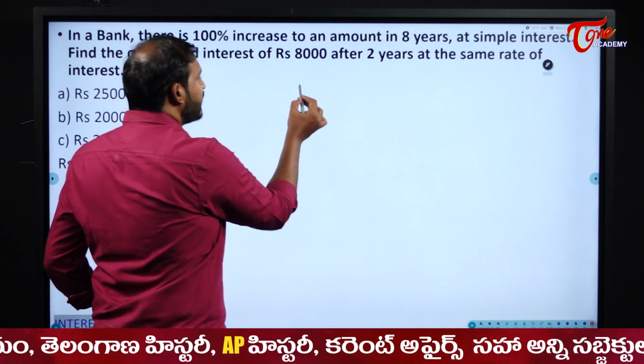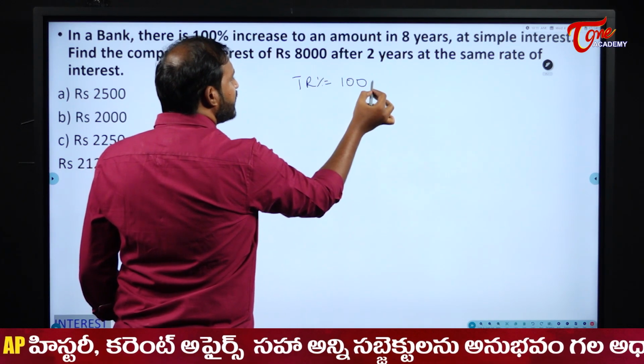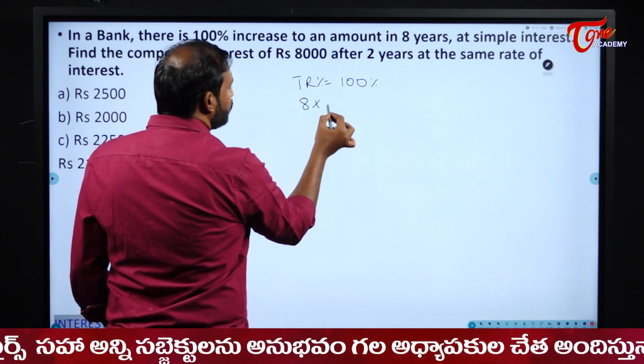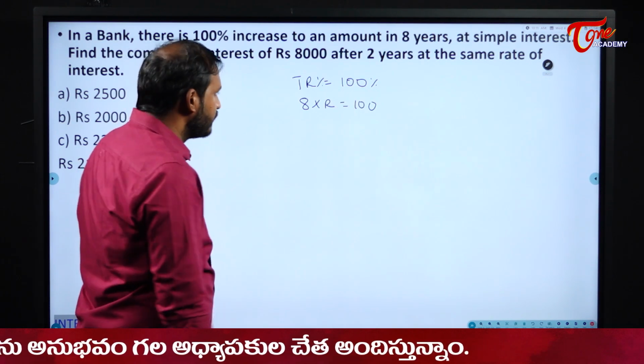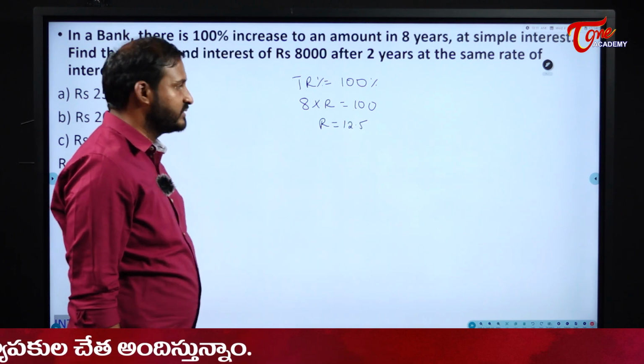See here, in 8 years, it was increased by 100%. That means what is TR? Tell me. TR is becoming 100. TR percentage is what here? 100%. And the time period they have given for us is 8. So 8 into R is equal to what? 100. Percentage anyway will get cancelled, no need to worry. So now tell me what will be the rate of interest here? 12.5. Rate of interest will be 12.5.